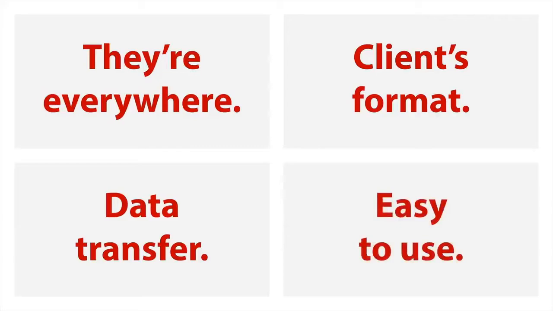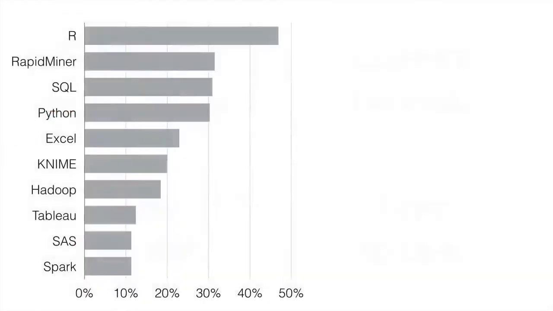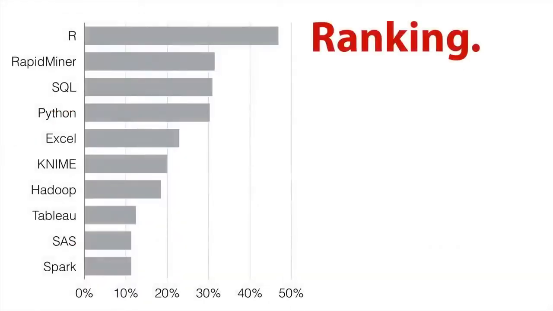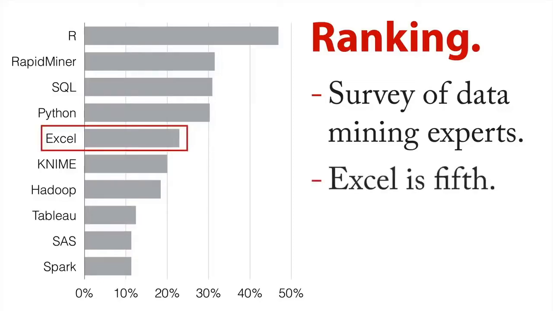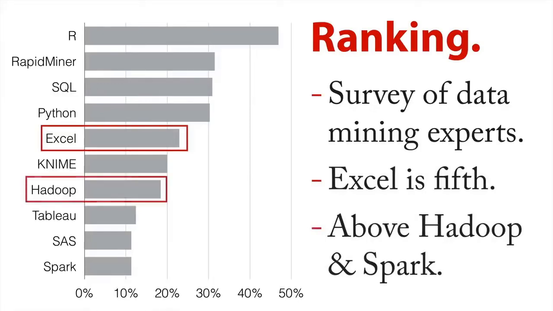And if you want a second opinion on this, let's take a look at this ranking. That is a survey of data mining experts. It's the KDnuggets data mining poll. And these are the tools they most use in their own work. And look at this. Lowly Excel is 5th on the list. And in fact, what's interesting about it, it's above Hadoop and Spark, two of the major big data fancy tools. And so Excel really does have a place of pride in a toolkit for a data analyst.